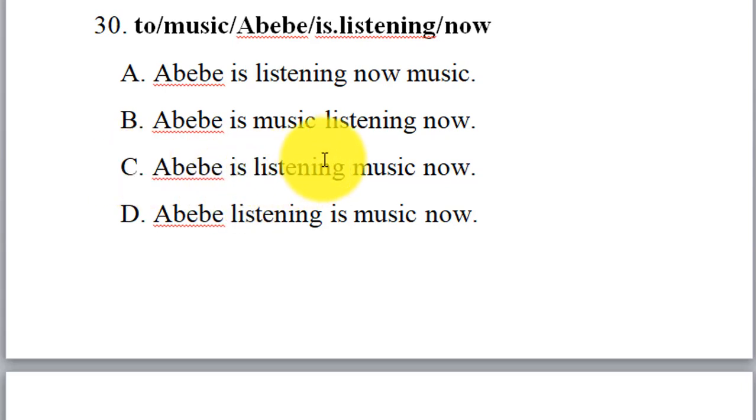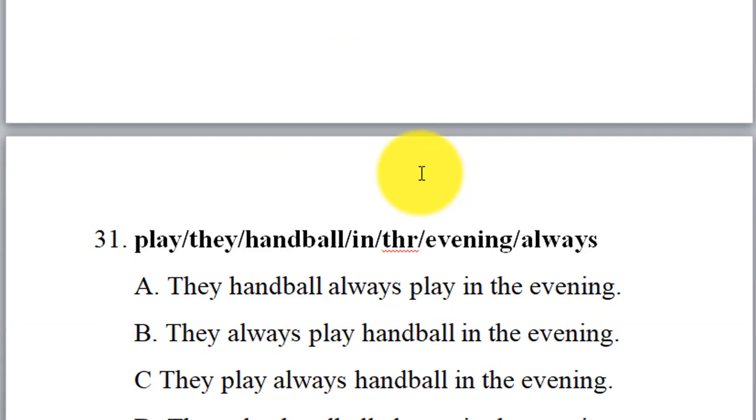Ababa is listening music now. Complete answer, correct order, and which has meaning here. Ababa is listening what? Music. When? Now. Right. So that is the correct way.